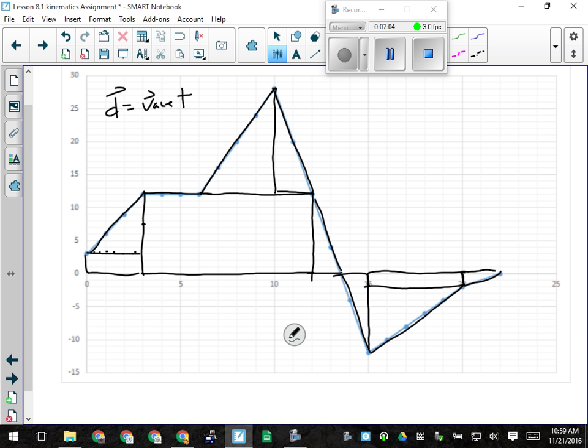I've got this first little rectangle here that is 3 high by 3 wide, so its area is 9. And I've got this one here that goes from 3 to 13, so it's 10 high by 3 wide. So 10 times 3 is 30, over 2 is 15. Did I do that right? I'm reading that right? Yeah, 10 high.